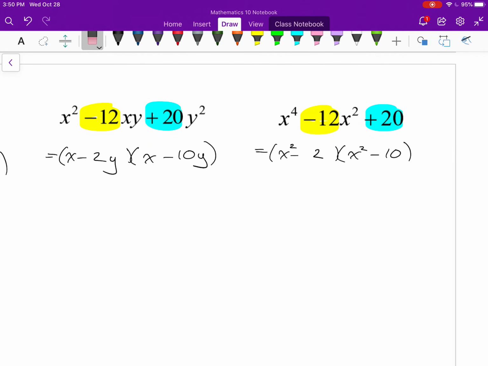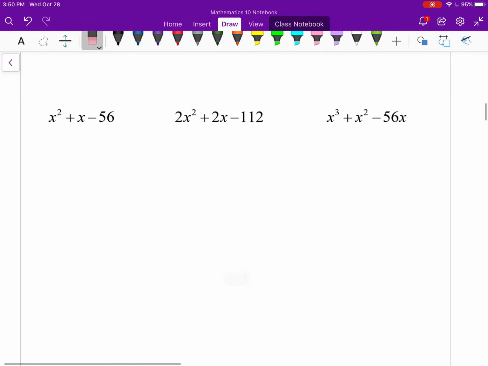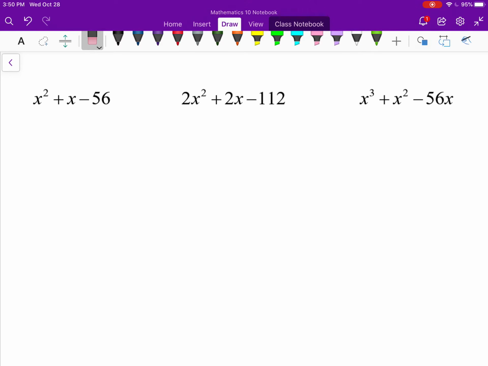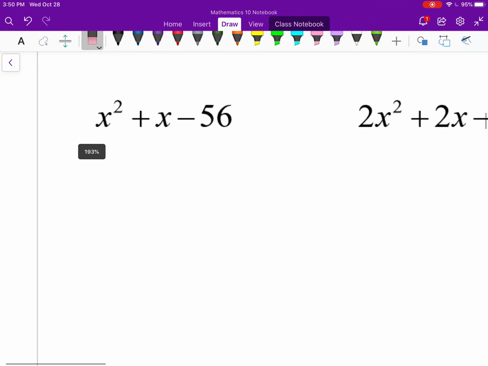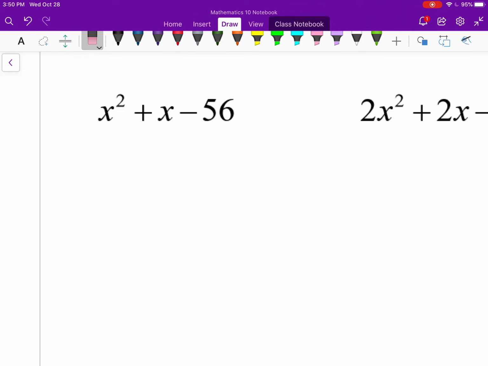And so with that, I have one last trio before a final problem. And similar to before, these are all related to one another. So let's look at the first one. x squared plus x minus 56.